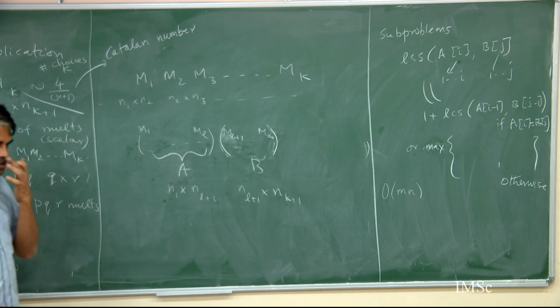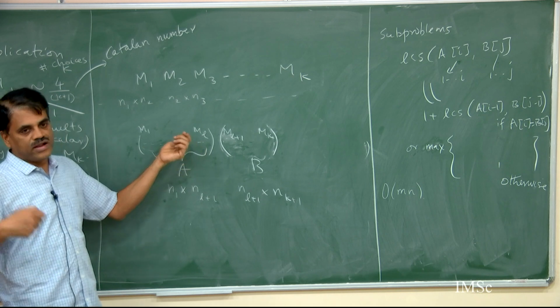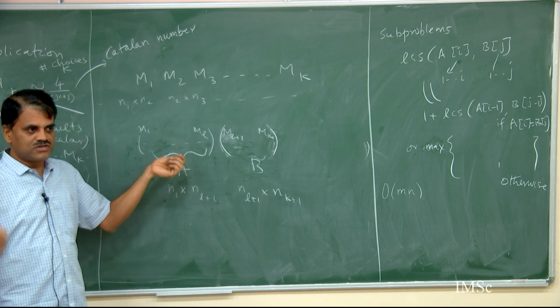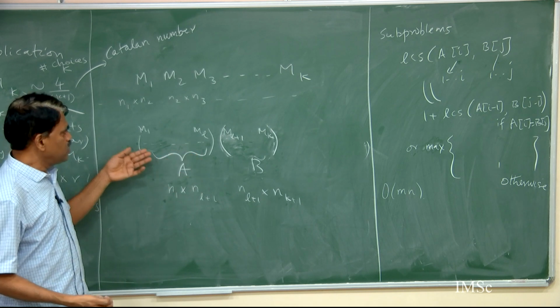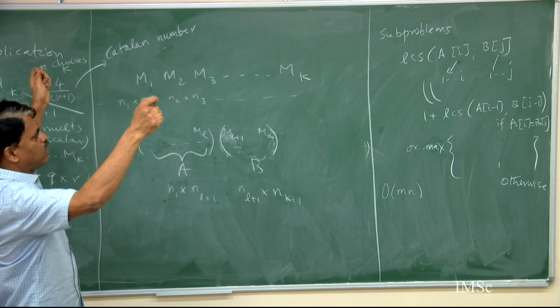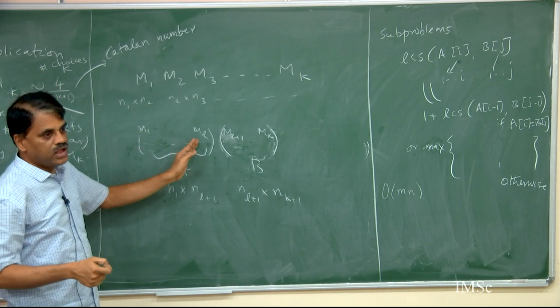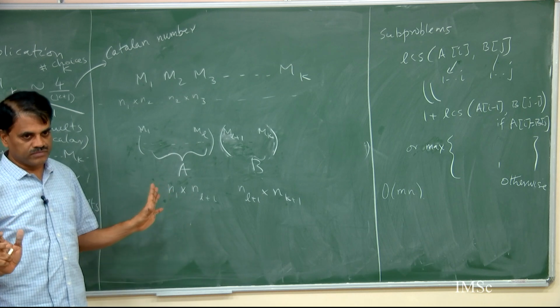So, now the subproblem is, I want to multiply 1 to k. Well, I do not know L, but we have been through this: try all possible choices and pick the one which minimizes the value. So, the problem 1 to k now breaks into 1 to L and L plus 1 to k for various values of L.